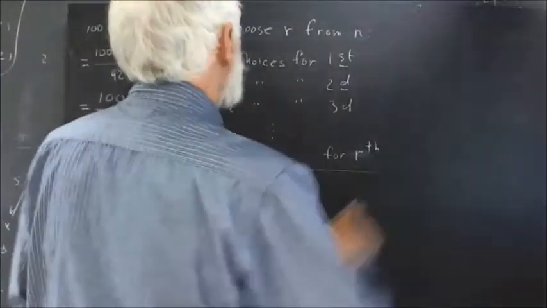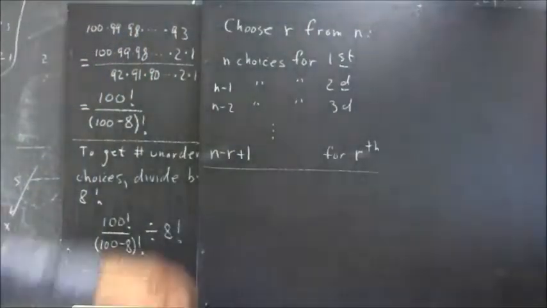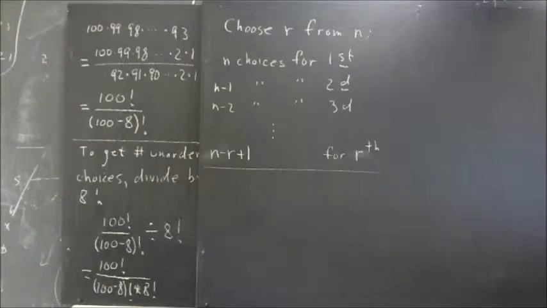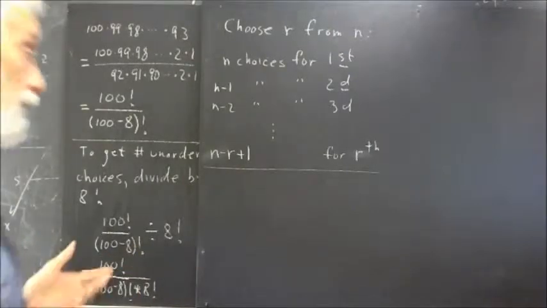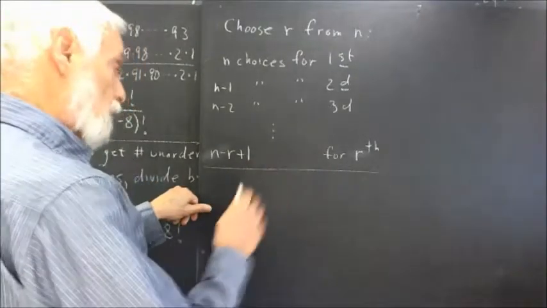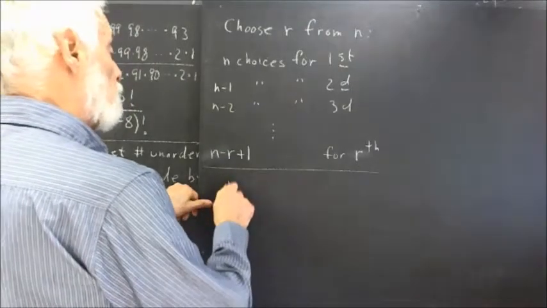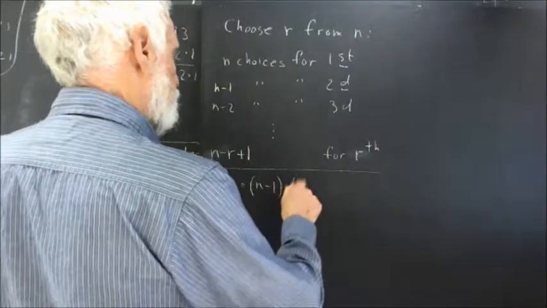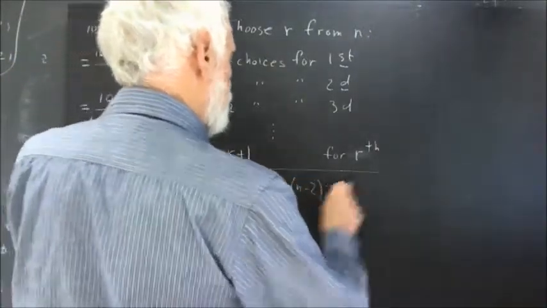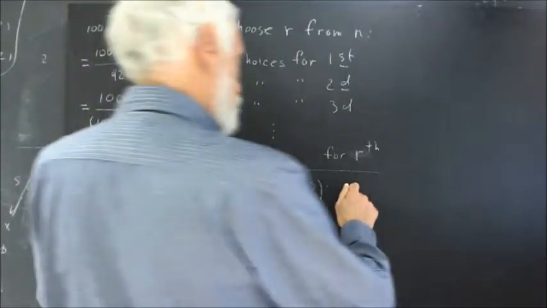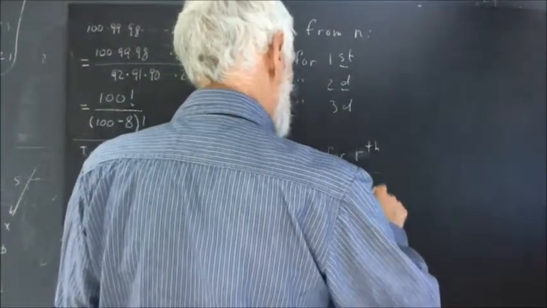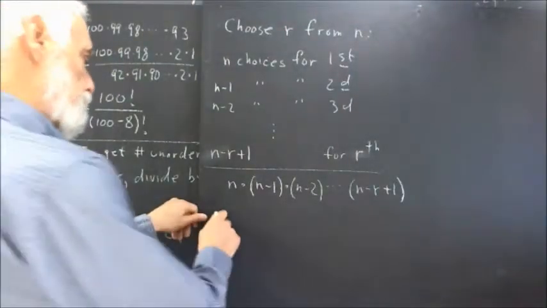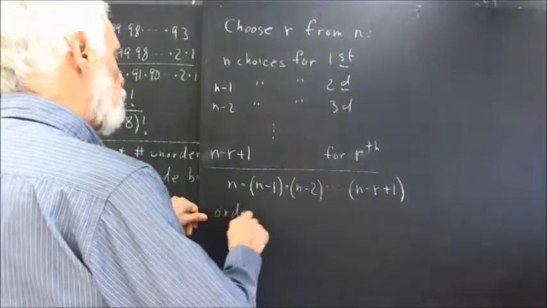So now, what do we get if we apply the fundamental counting principle? Again, you should pause and think that through, but I'm going to write it down now. Hopefully you've paused and thought it through. That means we're going to have N times N minus 1 times N minus 2, dot, dot, dot, as far as it goes, down to N minus R plus 1. That's ordered choices.